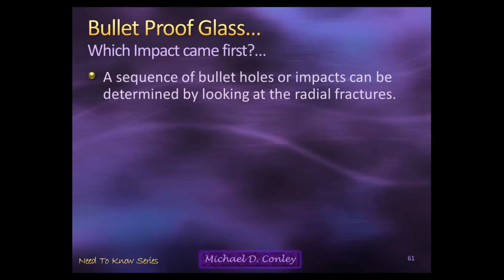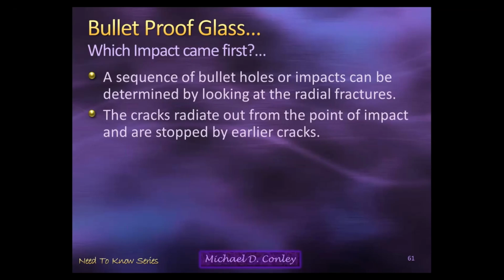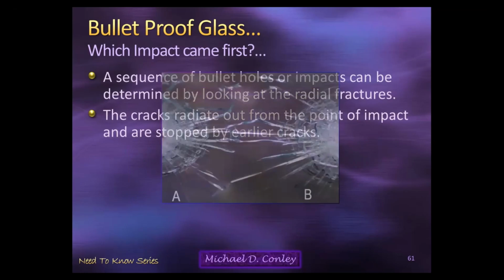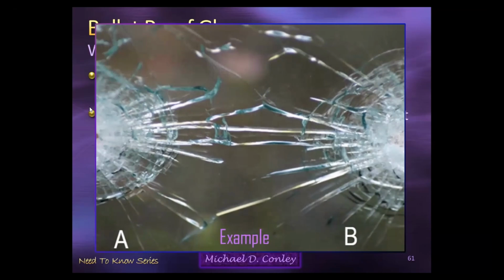When you have a sequence of bullet holes or impacts, the order can be determined by looking at the radial fractures. The cracks radiate out from the point of impact and are stopped by earlier cracks. Here we have an example of impact A and impact B, and we can determine by looking at the radial cracks which came first and which came second. If you look at the cracks from A, they stop, whereas cracks from B have already occurred. Consequently, impact B came first and impact A came next.